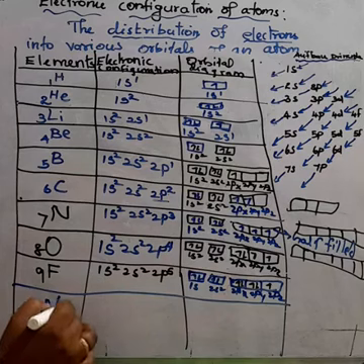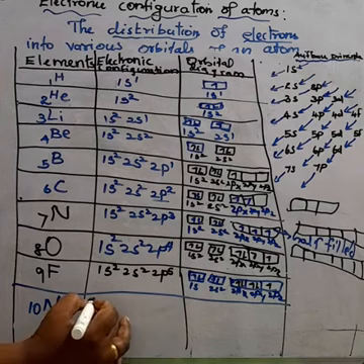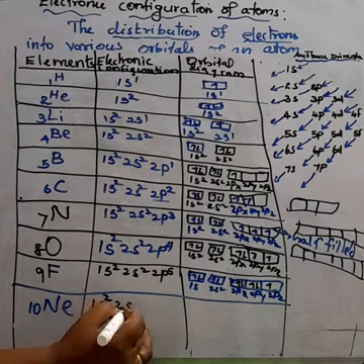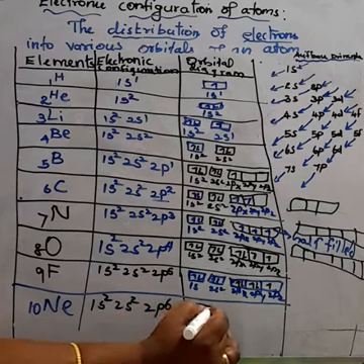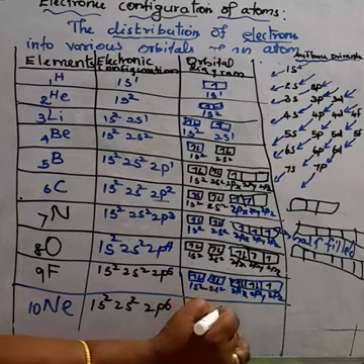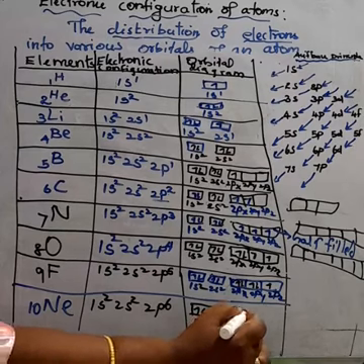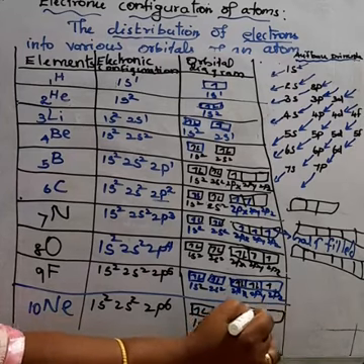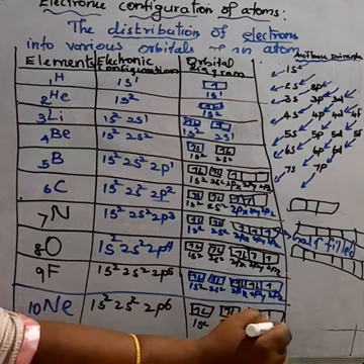What is the atomic number of neon? 10, atomic number 10. So the electronic configuration is 1s2, 2s2, 2p6. 1s orbital, how many electrons can we accommodate? 2 electrons. 2s orbital, 2 electrons. Then 2p orbital, how many electrons can we accommodate? 6 electrons. Okay, 2px, 2py and 2pz.